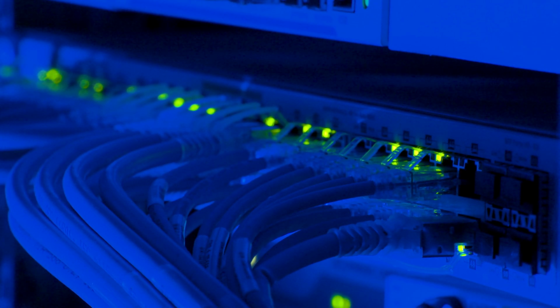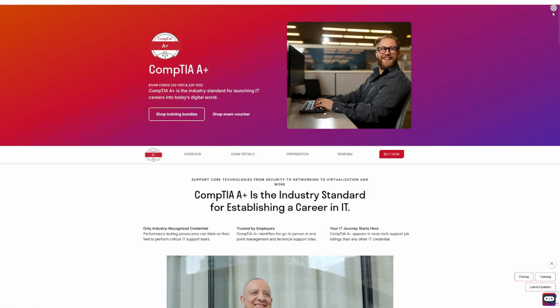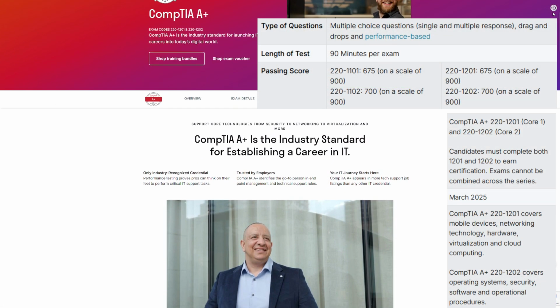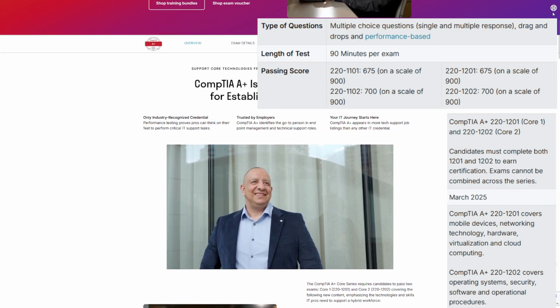We're going to start with topic 1, which is the CompTIA A+ exam overview. Before jumping into study resources, let's quickly go over the exam structure. There are 2 exams you need to pass: the 220-1201 Core 1 and the 220-1202, which is the Core 2.